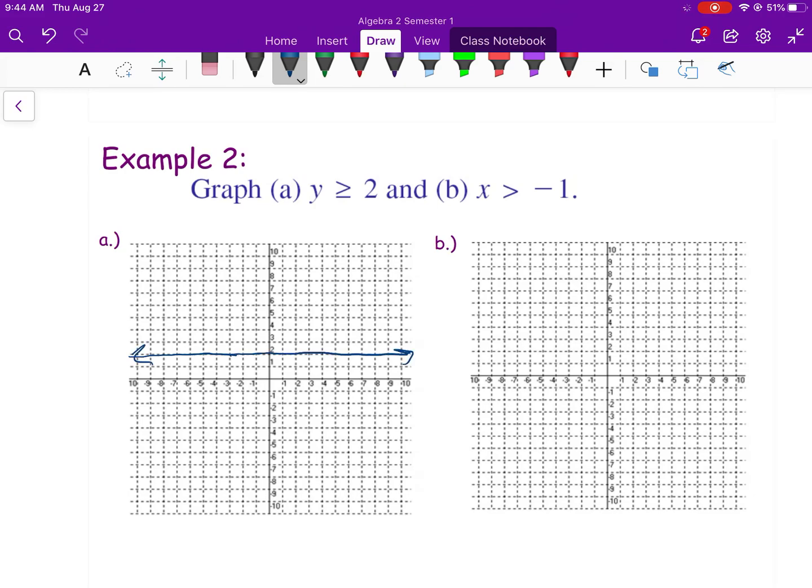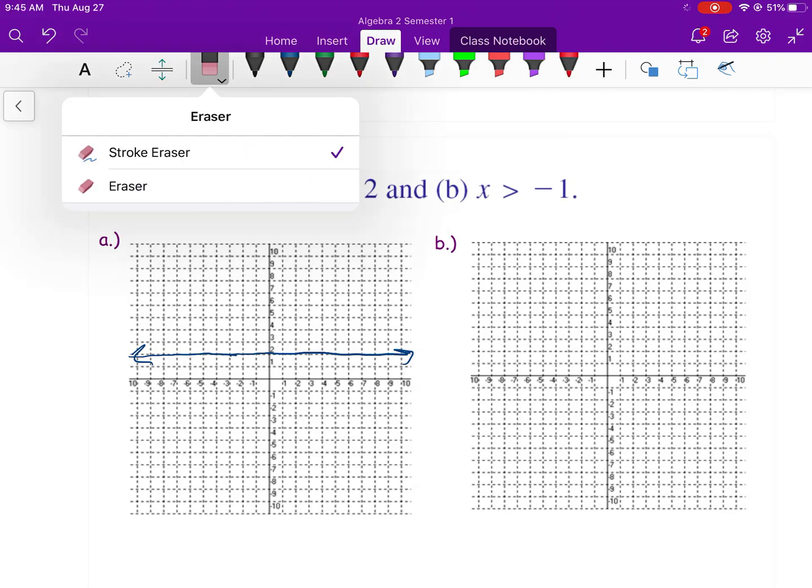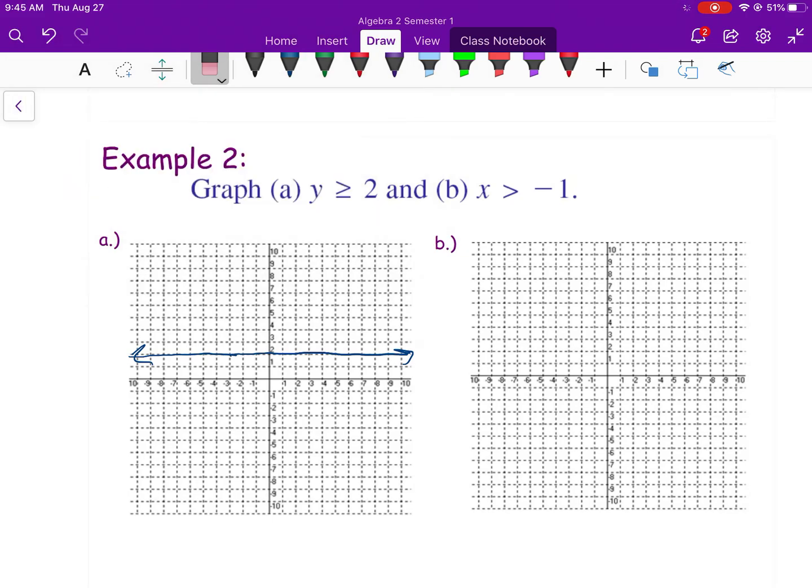Now, what I should have done before I did that actually is determine if it is solid or dashed. Since this is a greater than or equal to, it is solid. So I kind of lucked out there. Now, you can always go back if you need to, use an eraser and then make it dashed if you needed it to. But in this case, we're good with leaving it as a solid line. Okay, so get the line, determine if it's solid or dashed.